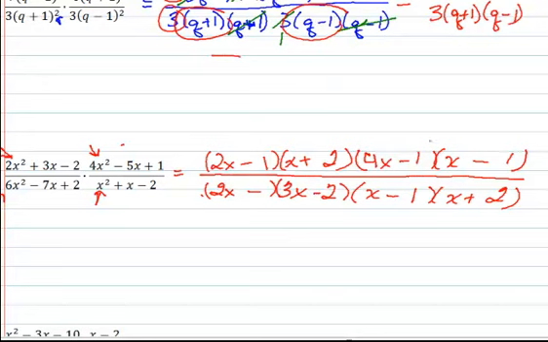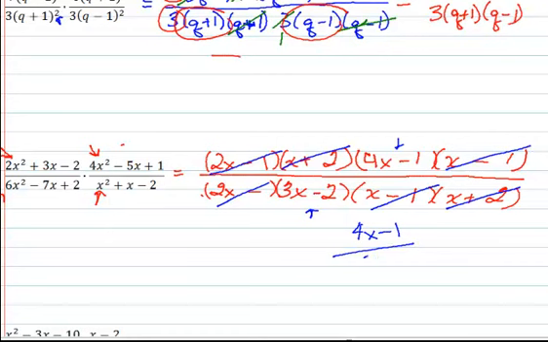And then we look for anything the same top and bottom. So go x minus 1, 2x minus 1, and the only thing that's left is this and this. So we have 4x minus 1 in the numerator and 3x minus 2 in the denominator. If you need to put those parentheses around to remind yourself that you can't simplify any further, then do that.